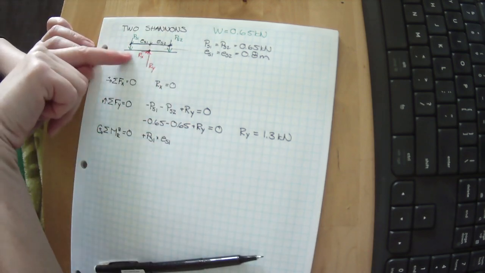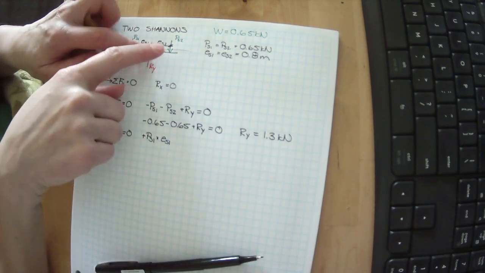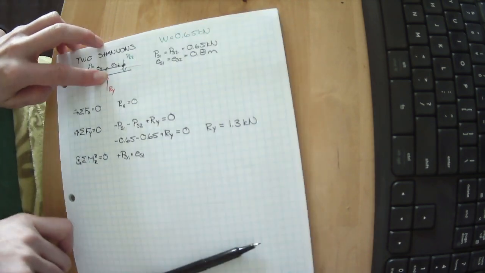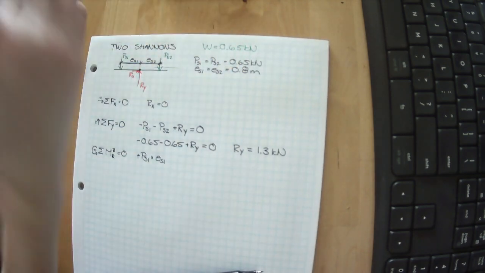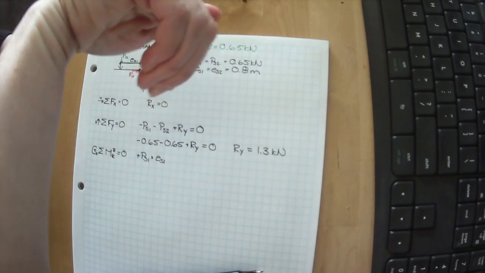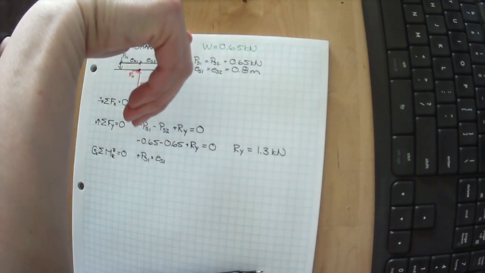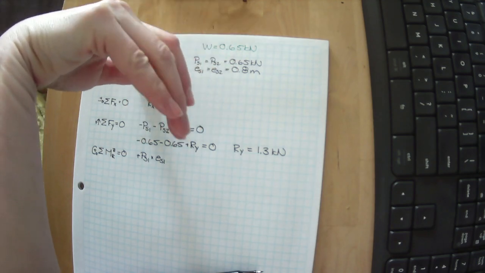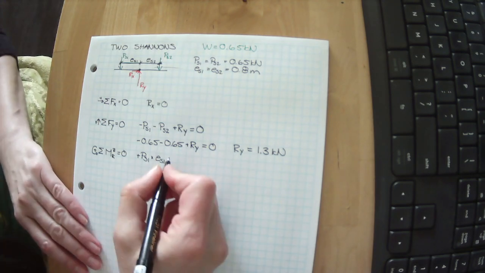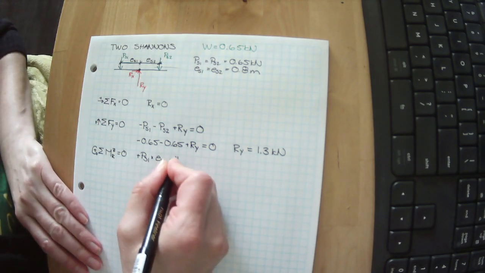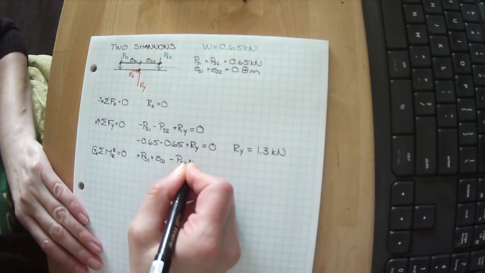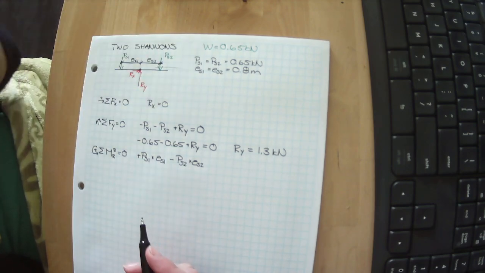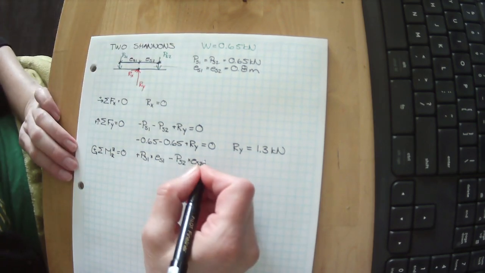Ry doesn't cause it to spin, Rx doesn't cause it to spin, but PS2 does. It pushes down right here, and it causes it to spin in this direction. I use my right hand, and I curl my fingers in the direction it's trying to spin. My thumb is pointing into the page, which I know in the z-axis is negative. So minus PS2 times ES2. There is nothing else causing this to spin. We don't have a reaction causing it to spin.